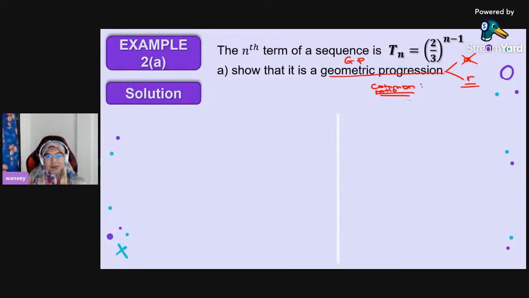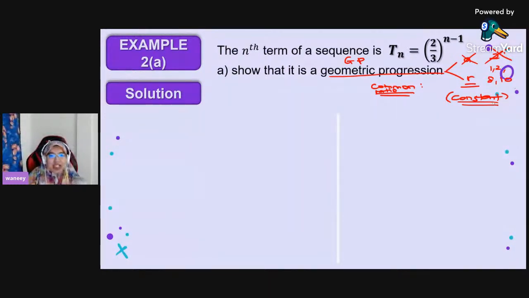Ratio of each term. So T2 over T1, T3 over T2. They will get the same answer, right? Nilai yang sama saja. So kalau nilai yang sama, that means for the value of r, you are supposed to get some constant. Maksudnya mungkin kita dapat nilai dia macam 1 ke, 2 ke, 8 ke, 10 ke. So we are not supposed to get something like 2 to the power of n. This one, it will change depending on the value of n. So the word common itself, meaning that we are supposed to get some constant, which is the value doesn't change.